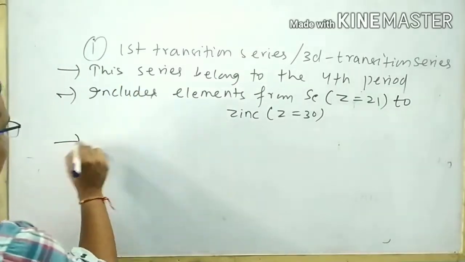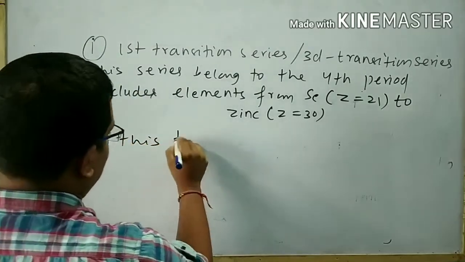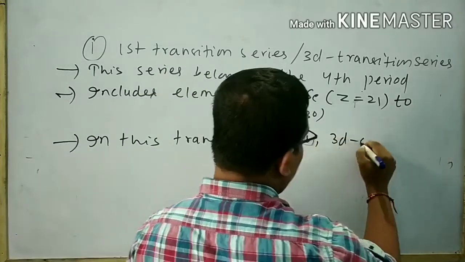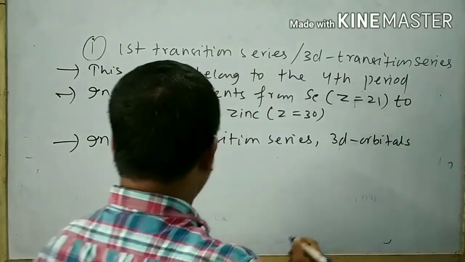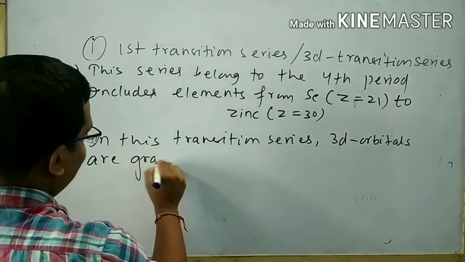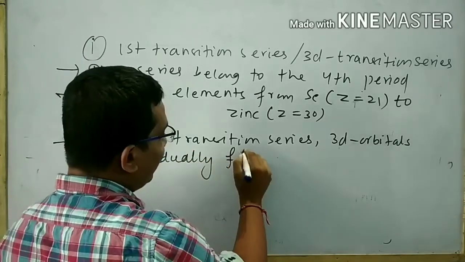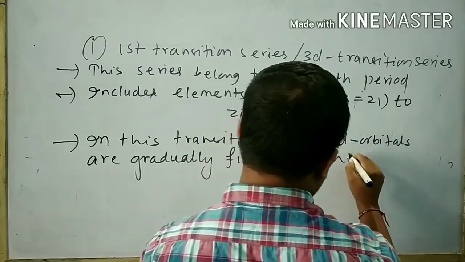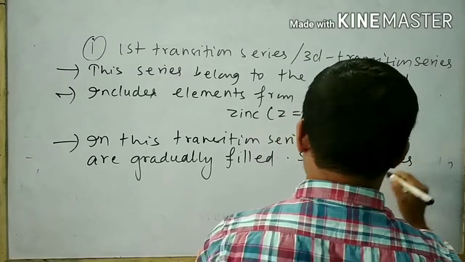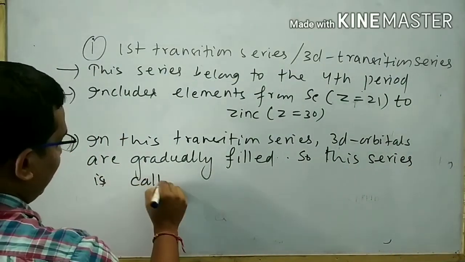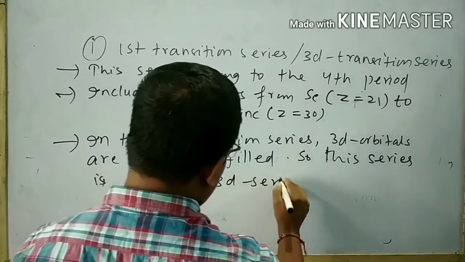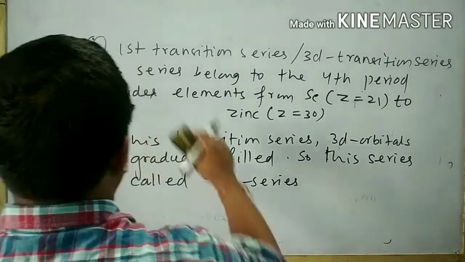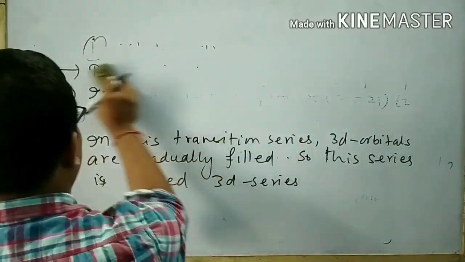So we can write that in this transition series, the 3d orbitals are gradually filled. So this series is called 3d series. Next I will discuss the second transition series, that is your 4d transition series.